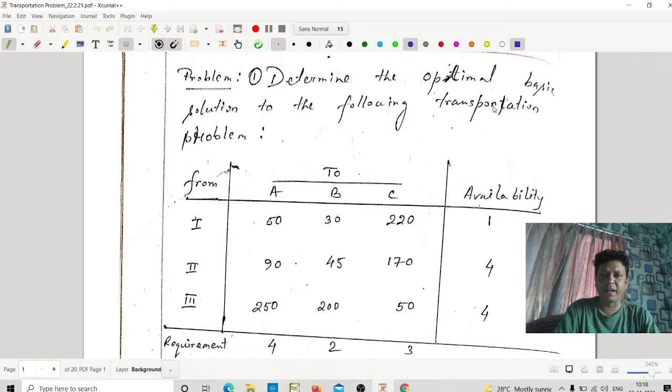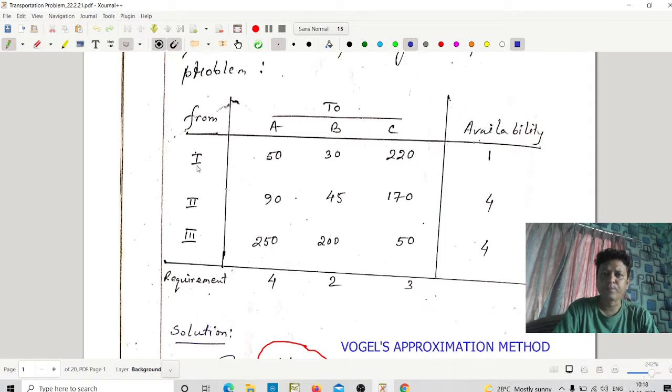So here you have a question. Let us start with a question. Determine the optimal basic solution to the following transportation problem. So what is a transportation problem? A, B, C are the destinations, 1, 2, 3 are the origins, and you see the matrix is 50, 30, 220, 90, 45, 170, 250, 250, and the availabilities are given here, 1, 4, 4. So it's 9, and the requirement is 4, 2, 3, it's 9. So it is a balanced transportation problem.